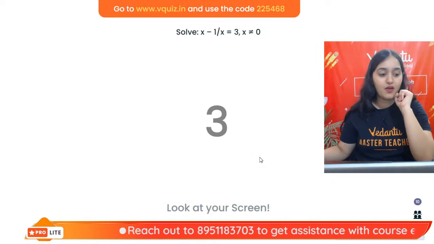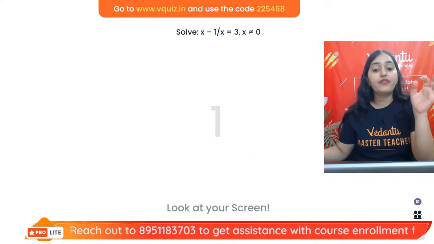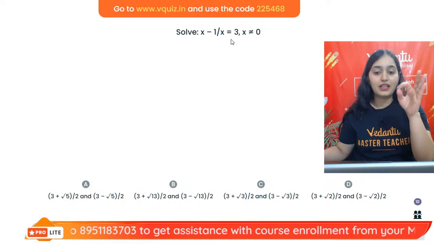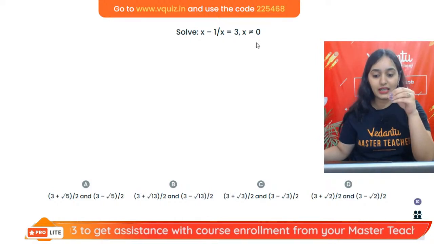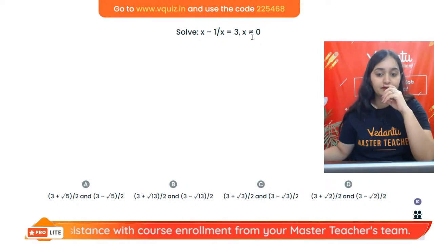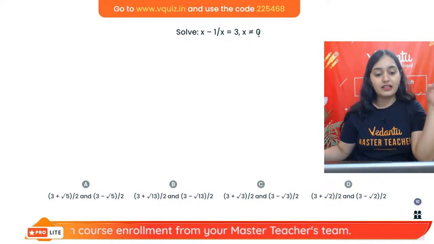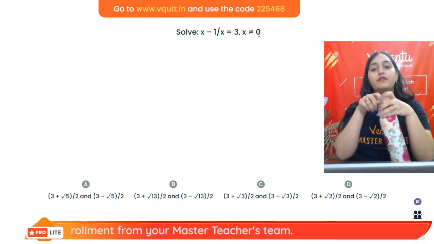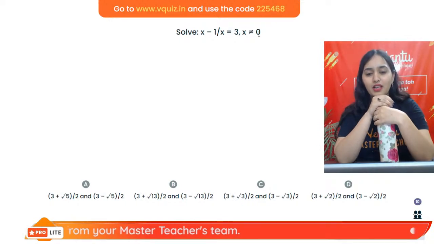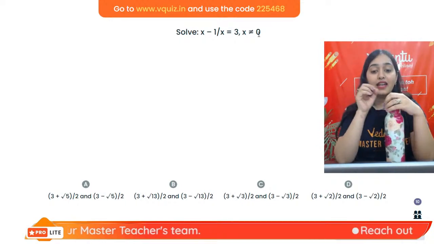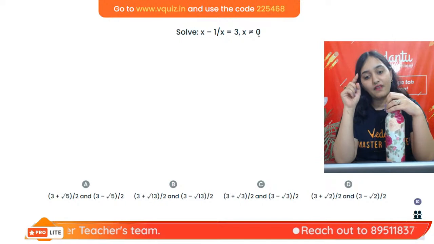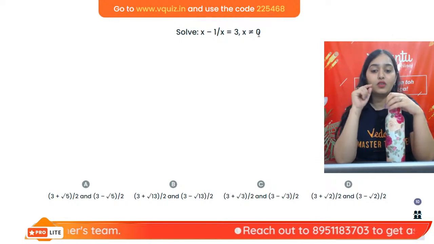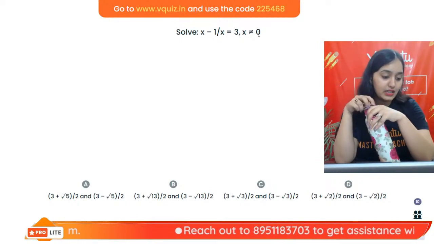Fourth question is now on your screen. If x minus 1 upon x is equal to 3, where x is not equal to 0, solve it for x. Acha, x minus 1 upon x is equal to 3. Oh, that is the question. I was reading it wrong.